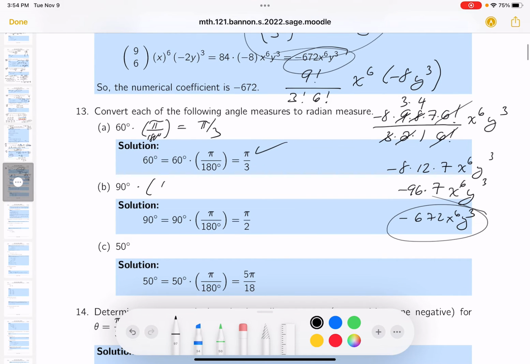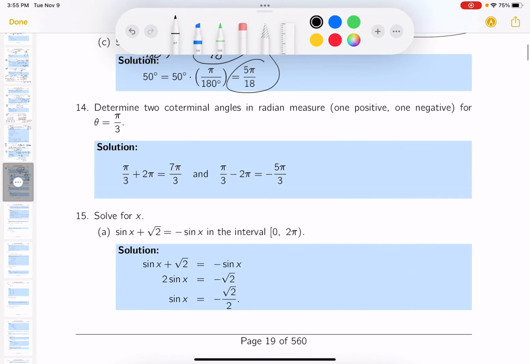What's this going to be? Pi over 180 degrees. No, you don't need to write that down, but it's nice if you can. Pi over 2. Now, 50 degrees is a little more challenging for me. Pi over 180 degrees. What do I get there? I get 5 pi over 18. All right? Looking good. So far, looking good.